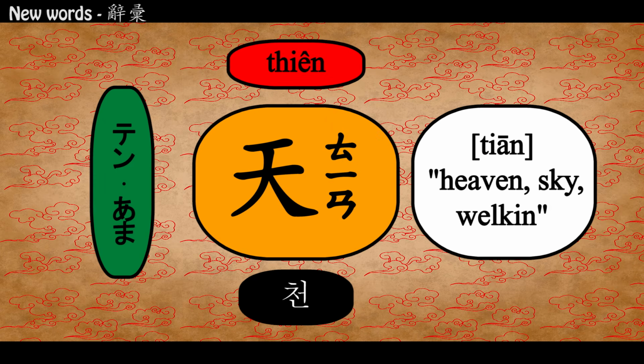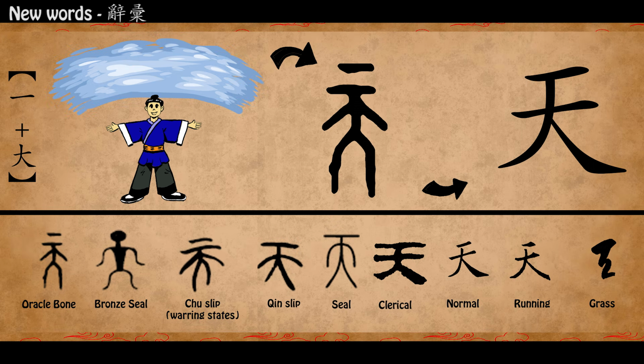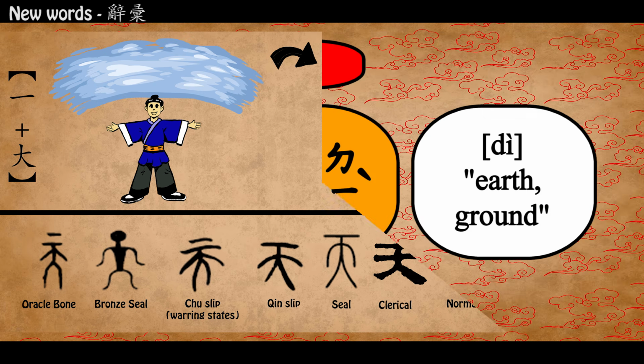Tian, heaven, sky. A drawing of a man with a line overhead, marking the sky. As in Western cultures, Tian is not simply the sky, but also heaven in a spiritual and moral sense.